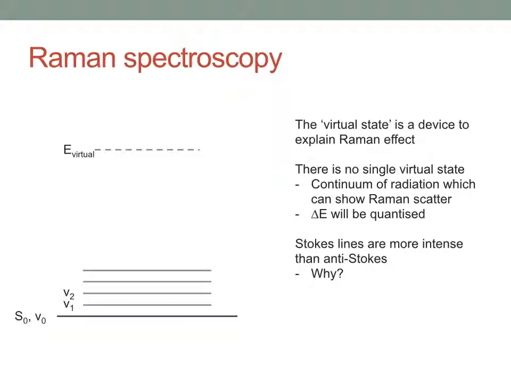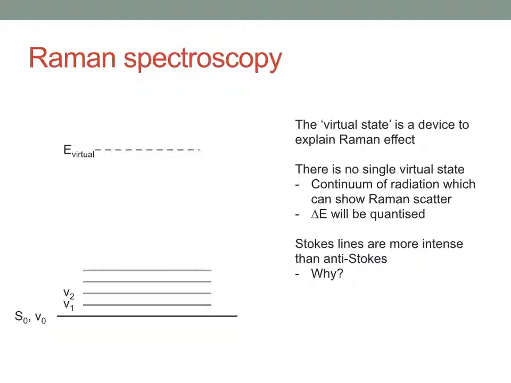So this virtual state is a way that I explain Raman. It doesn't exist. It is entirely, as the name says, a virtual state. It can be at any wavelength I like. It's a continuum thing. And so I see this energy gap from my vibrational levels at the bottom. It has nothing to do with whatever the energy of this virtual level is.